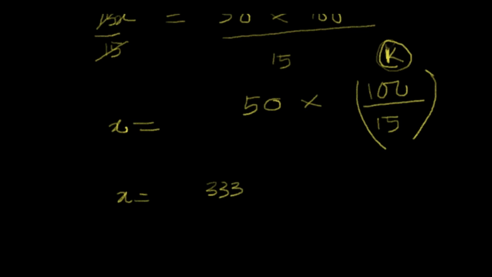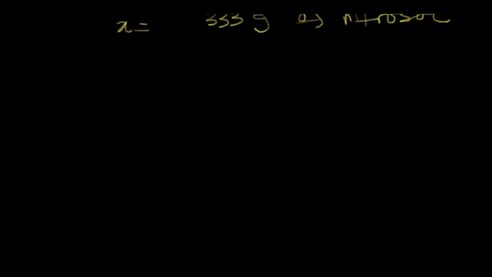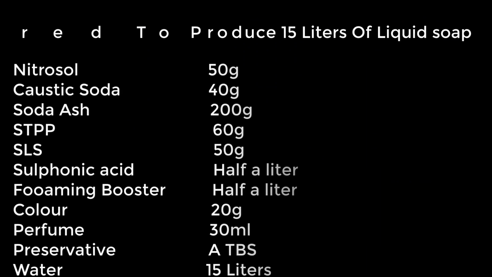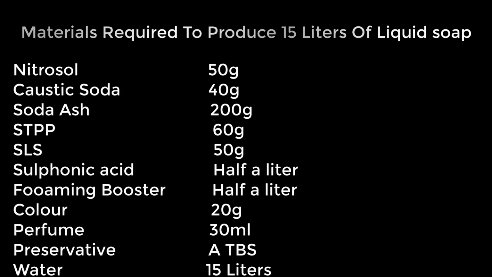333 grams of nitrosol. Now X, which is the unknown quantity of nitrosol required to produce 100 liters of liquid soap, is 333 grams from the calculations we've done above. So our unknown quantity of nitrosol required to produce 100 liters of liquid soap is 333 grams. Now you will repeat this process for all the chemicals needed to produce 100 liters of liquid soap.